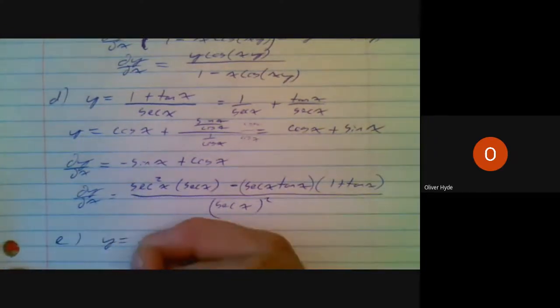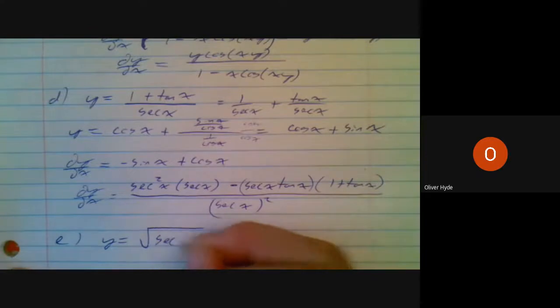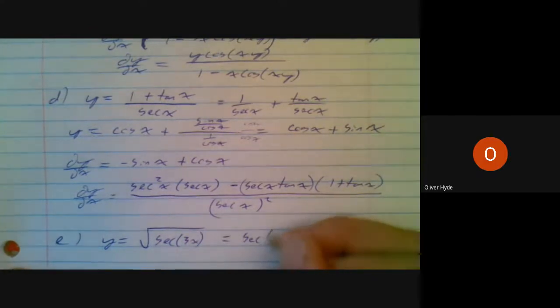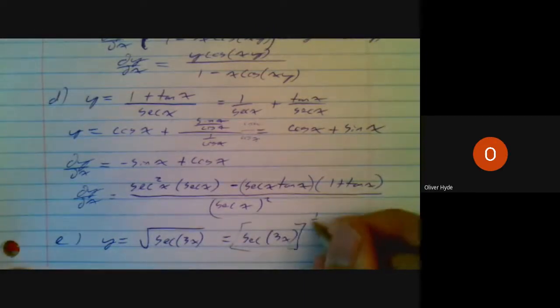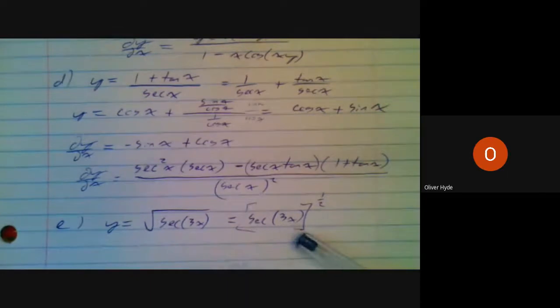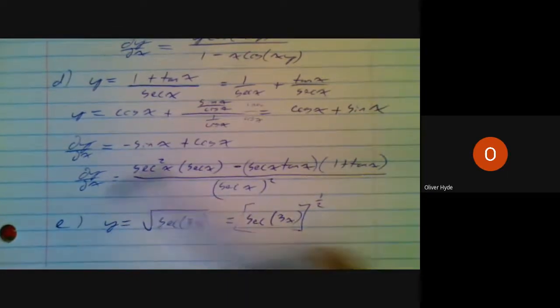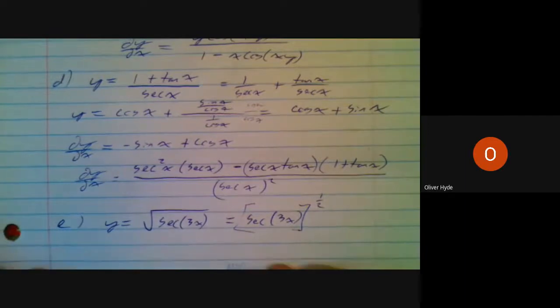And E is y equals the square root of the secant of the triple of x. Maybe I'll just rewrite that as the secant of 3x to the exponent 1/2. I know I can build the expression for the derivative of the secant of x. I think you heard me doing that earlier, so I don't see the need to rewrite this as a quotient, and I definitely don't want to use the quotient rule when I have a constant numerator.